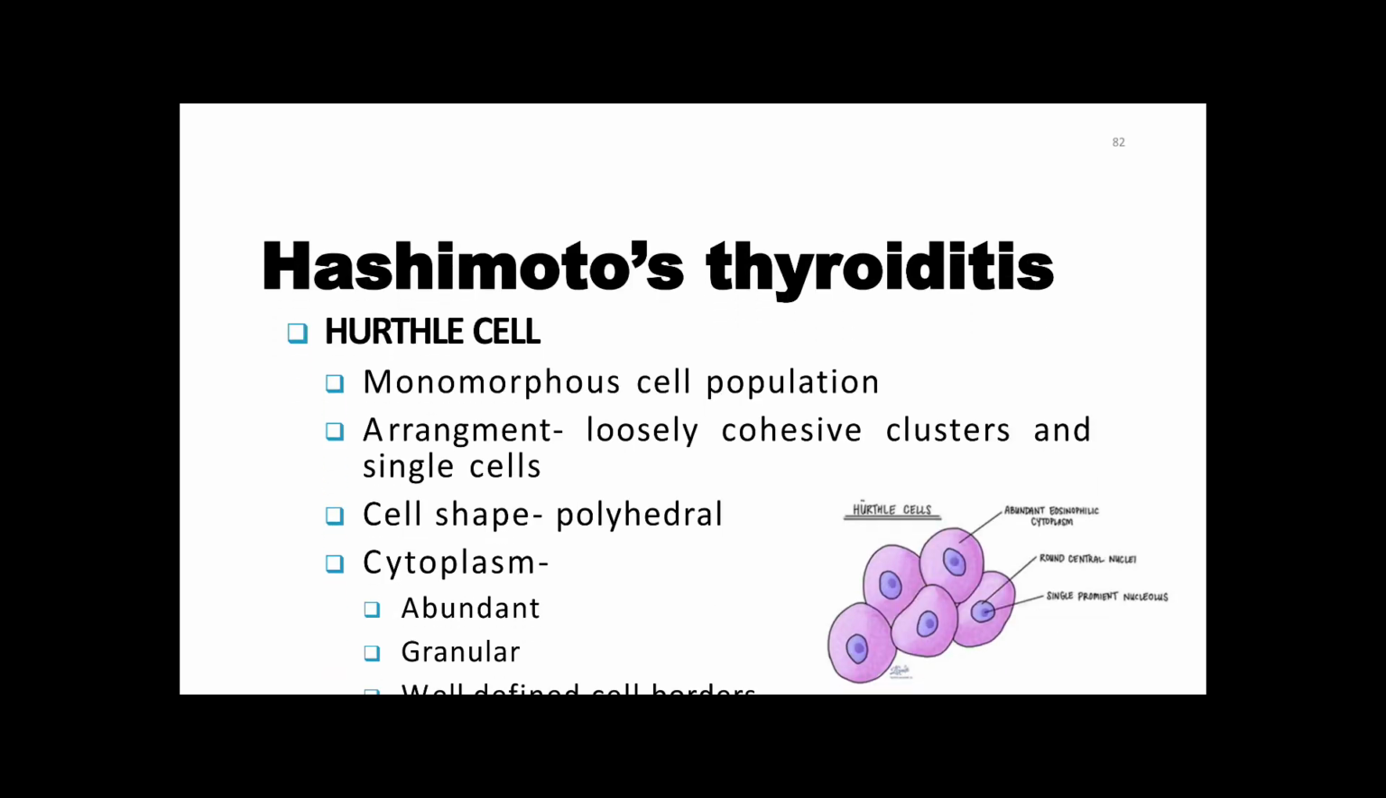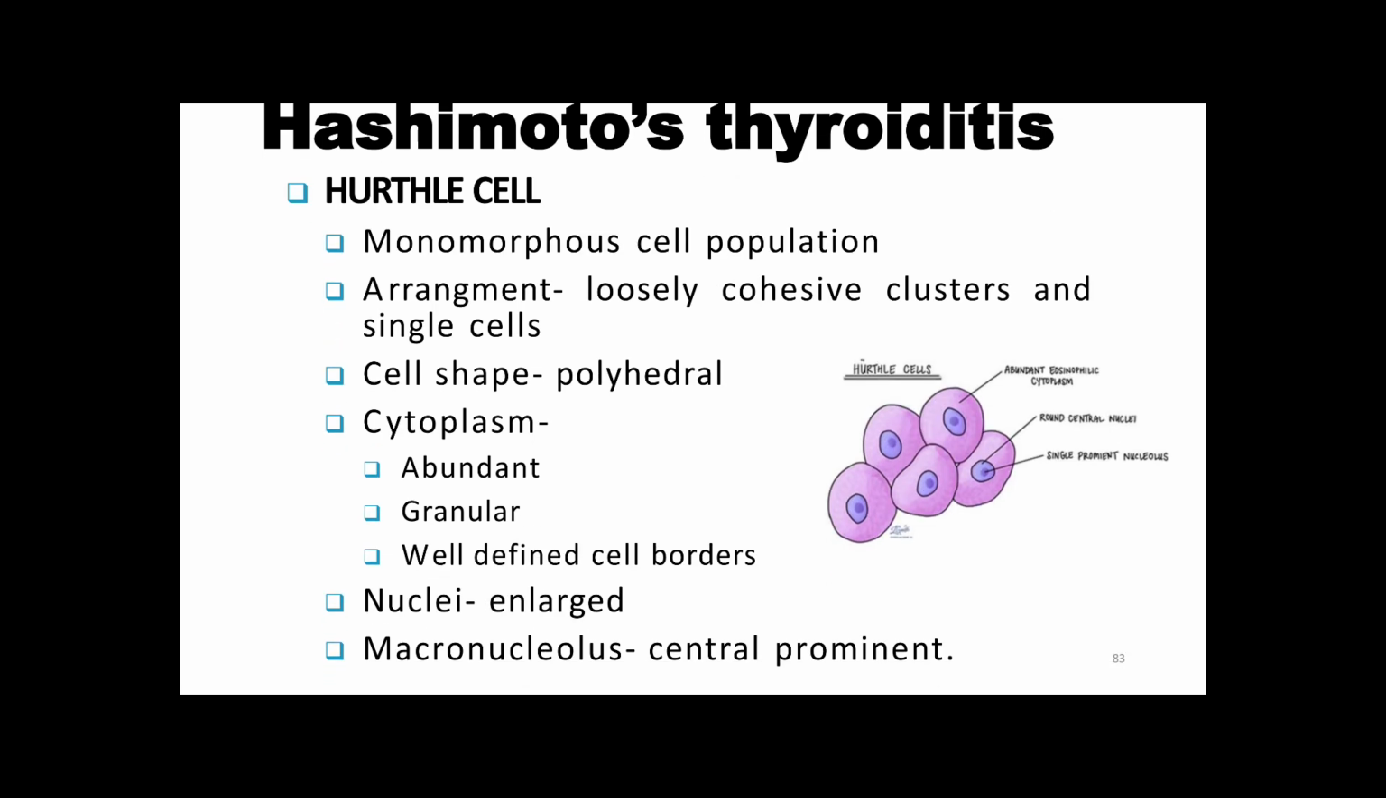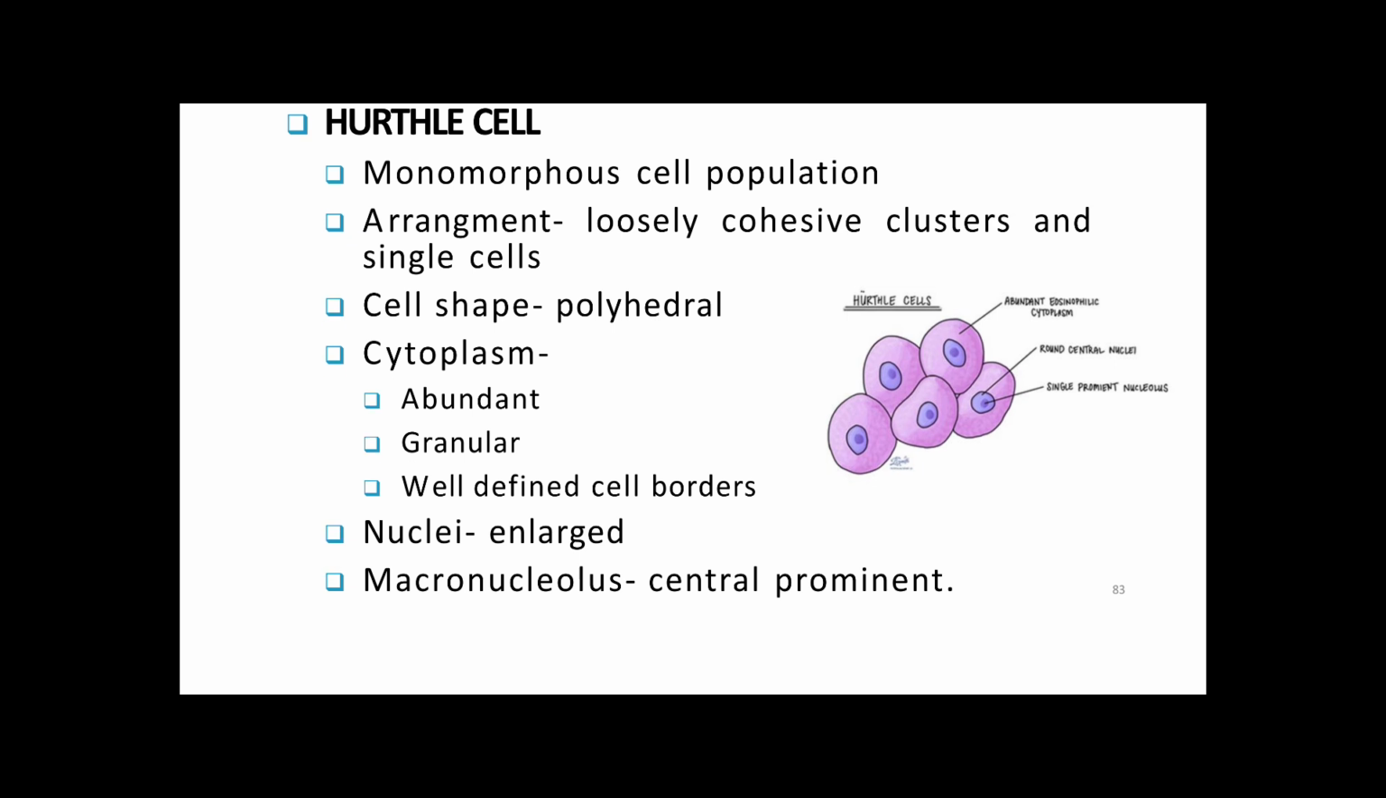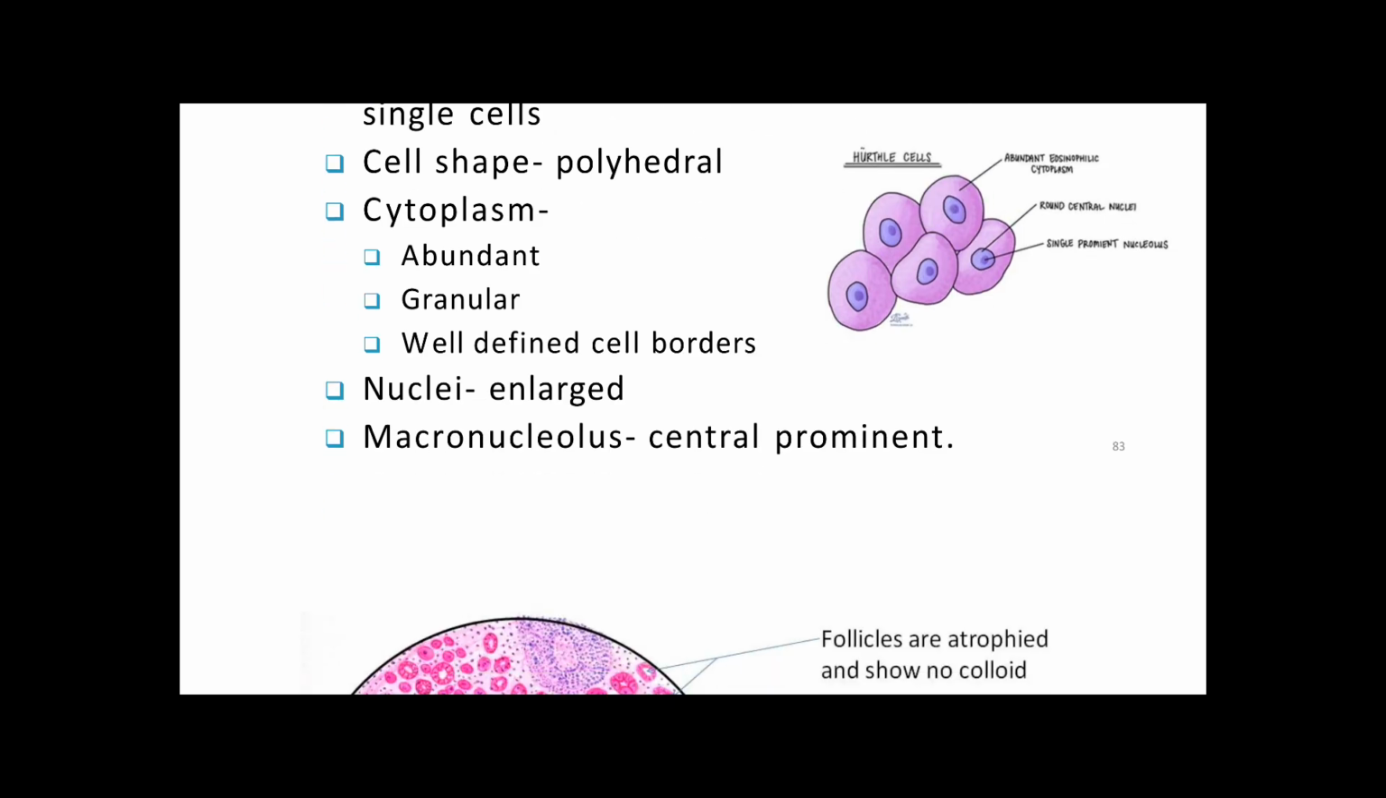When you look at Hurthle cells, this is a monomorphous cell population. The arrangement is loosely cohesive clusters and single cells. The cell shape is polyhedral. The cytoplasm is abundant and granular, with well-defined cell borders. The nuclei are enlarged, and the macronucleolus at the center is prominent.